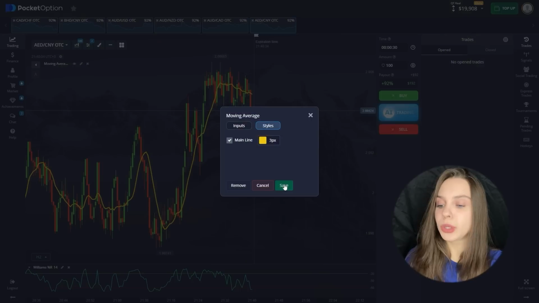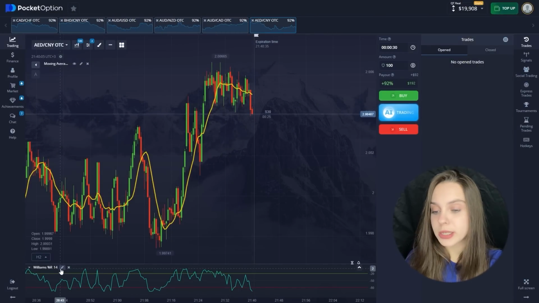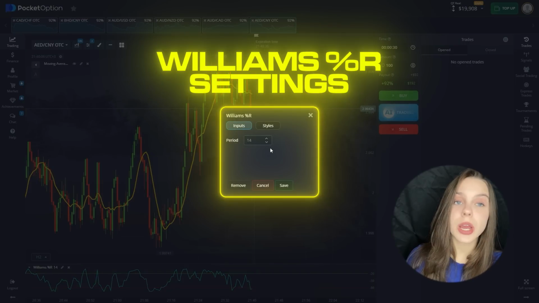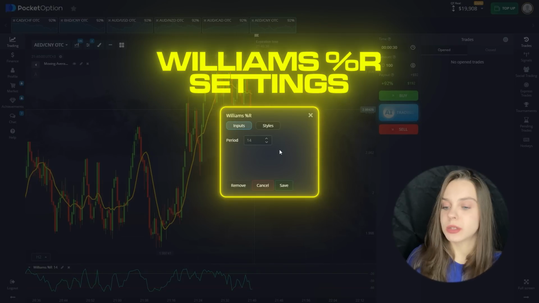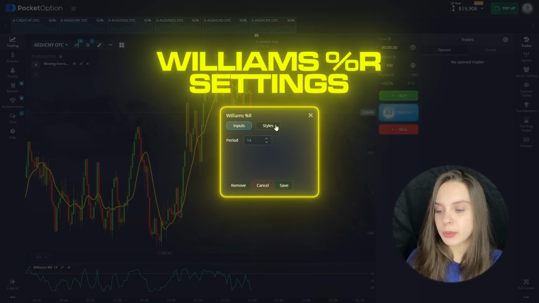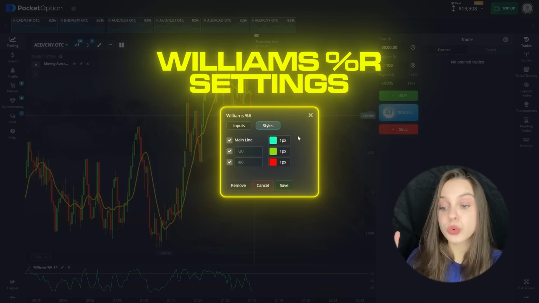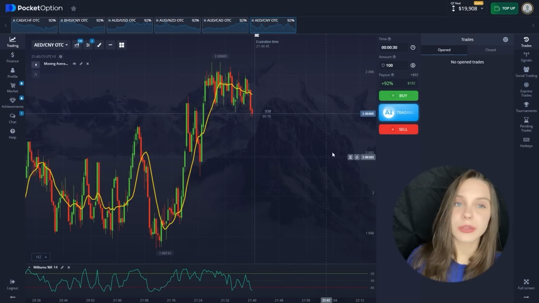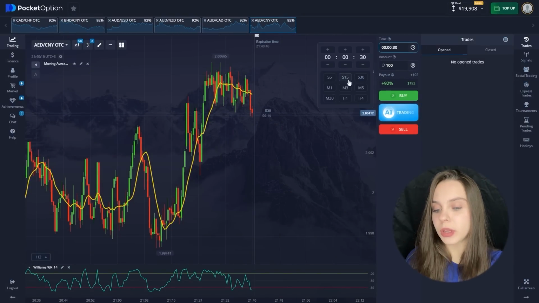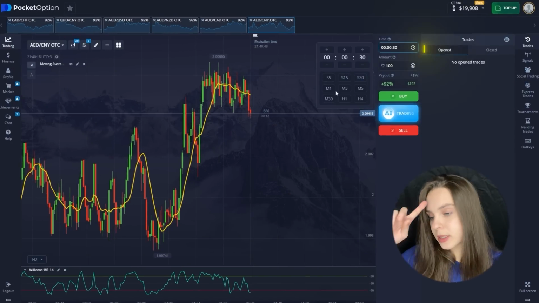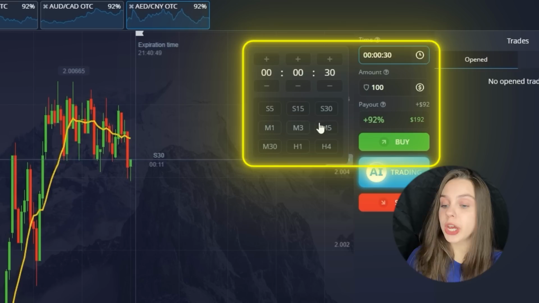In trading, we will use two indicators. This is the first indicator, moving average, and the second one is Williams %R. At the moment, I'm demonstrating the parameters of these two indicators. The first time of the transaction we will set for 5 seconds. The time frame we will always have 30 seconds on the chart. We will not change it.